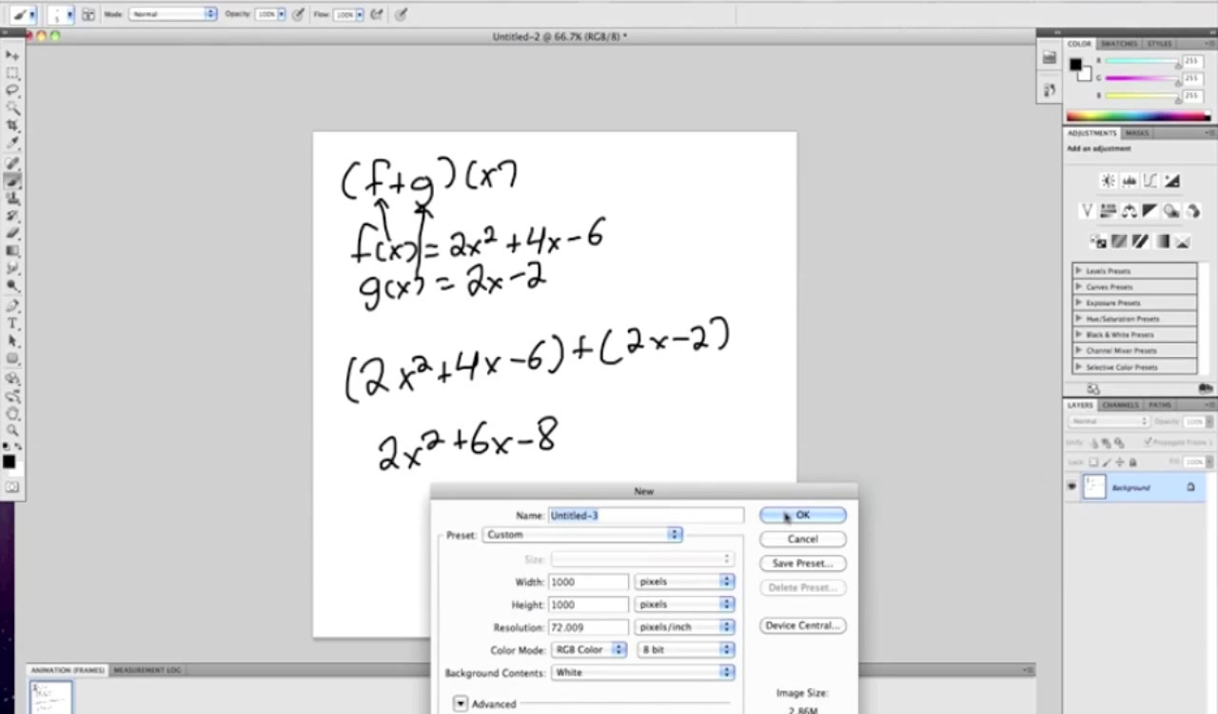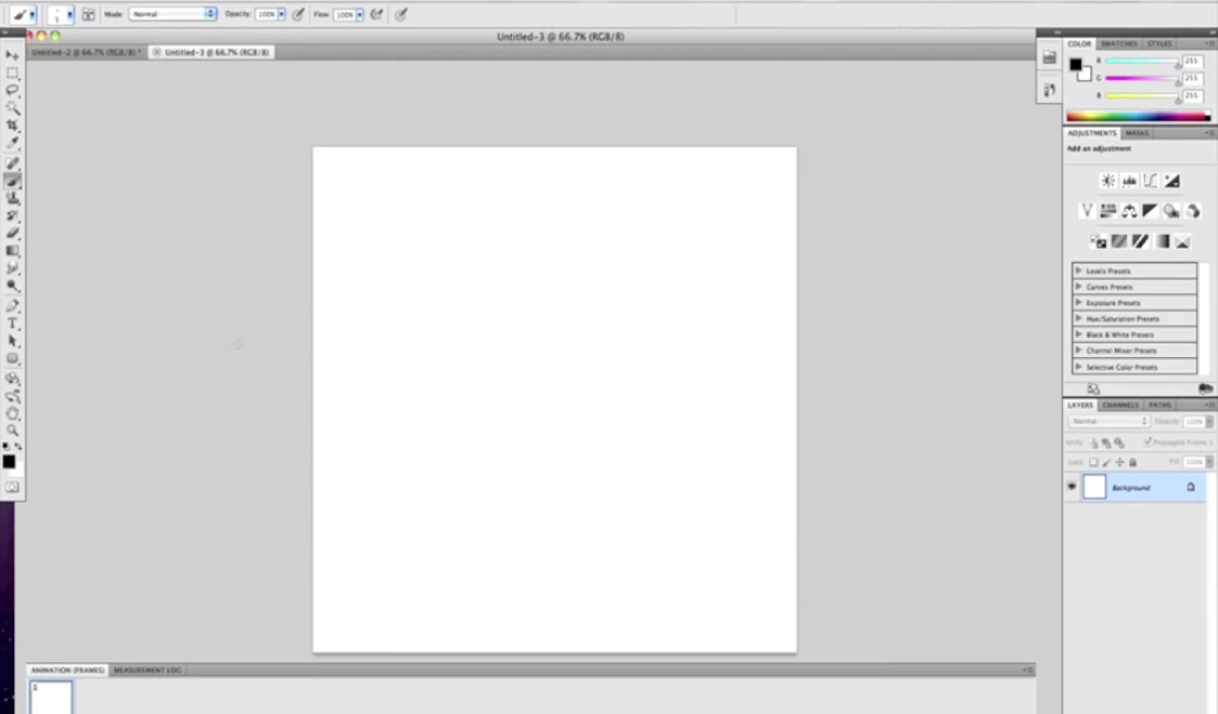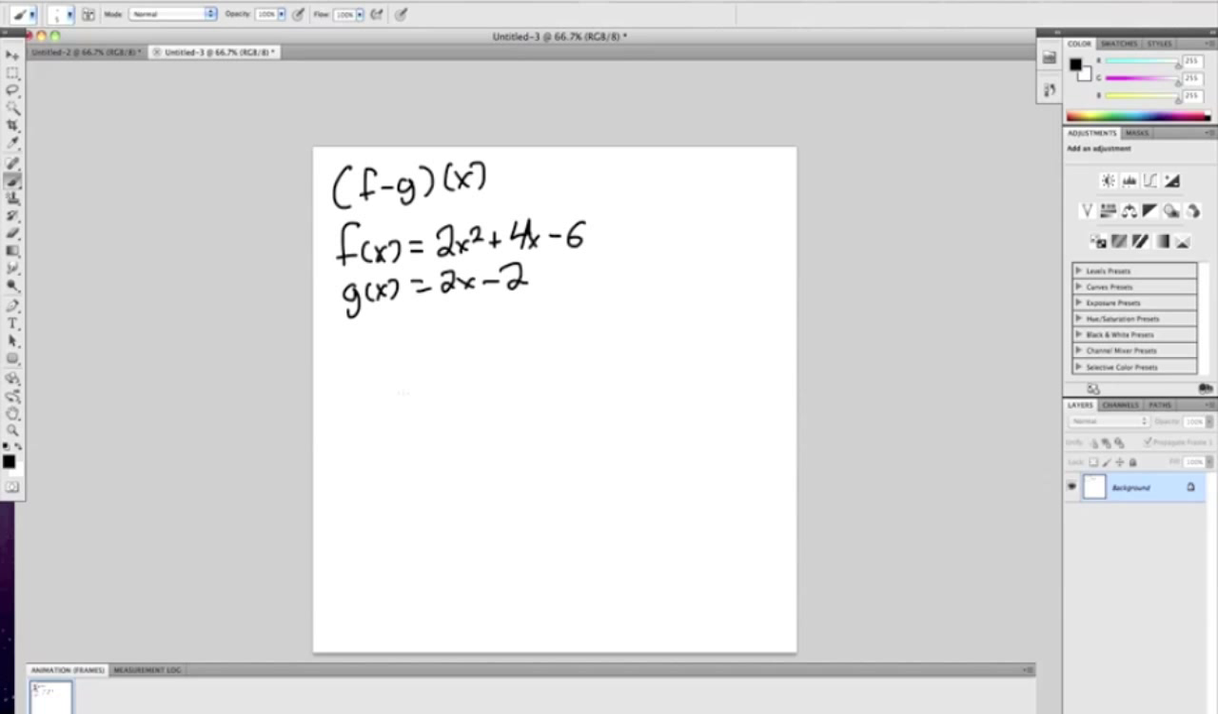It's just as easy, just you have to do one more step. For subtraction, your problem would look like this. We're going to be using the same numbers as before. Alright, for subtraction, you would again plug in f of x for f and g of x for g.